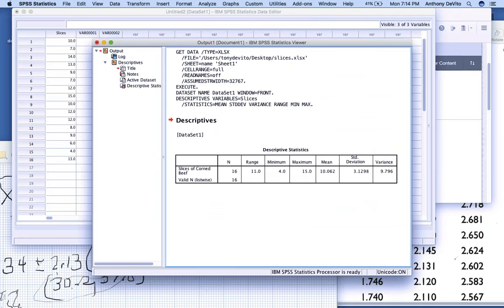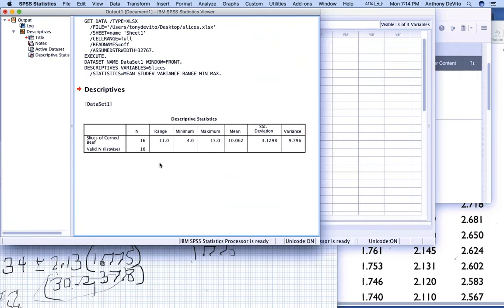When it does the calculation, it opens a completely new window called an output window where all of the output information is stored. So what did it find? Well, the sample size is 16. We knew that. The mean was 10.062, the same thing we calculated by hand and by using Excel. And the standard deviation was 3.12. I don't see the confidence interval here, right? So we need to go a little bit further.